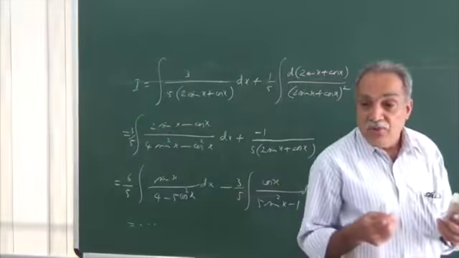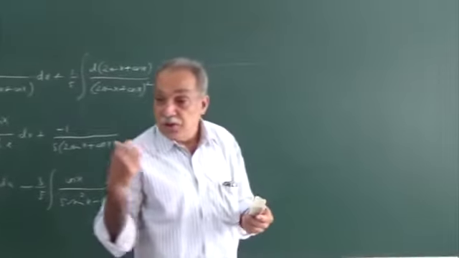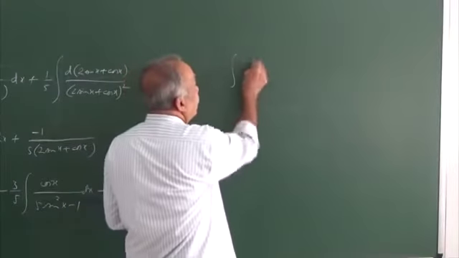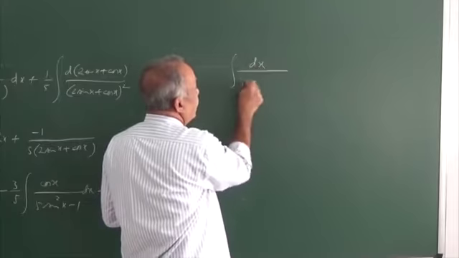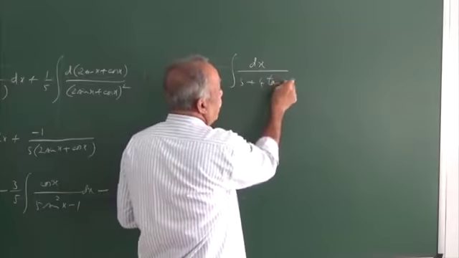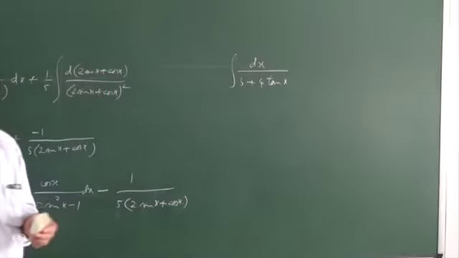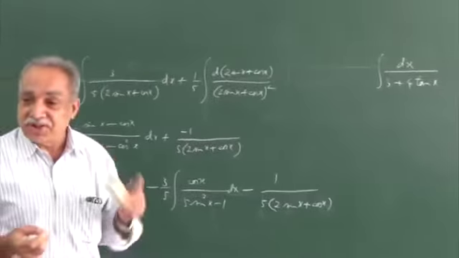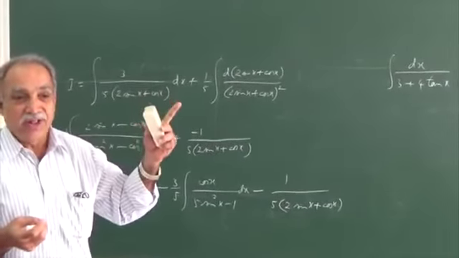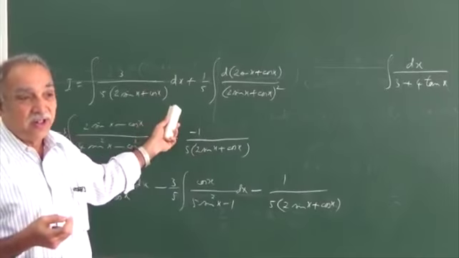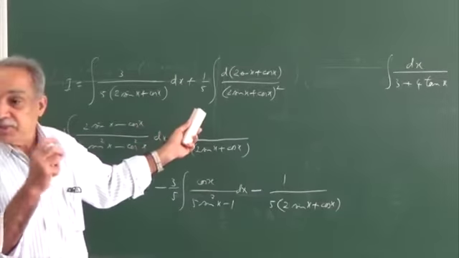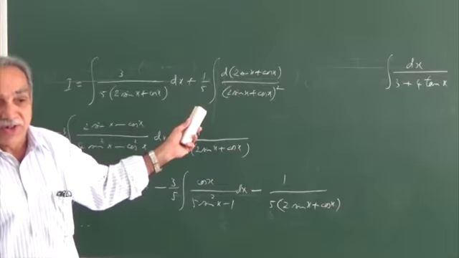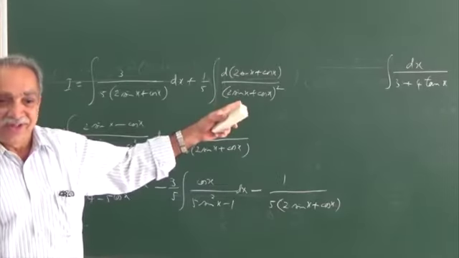Next, functions reducible to the form discussed by us just now. Simply write tan x as sin x by cos x, shift the cos x to numerator, and you will obtain an expression which was discussed earlier, an expression of the form a sin x plus b cos x by c sin x plus d cos x. Can be tried. Yes.